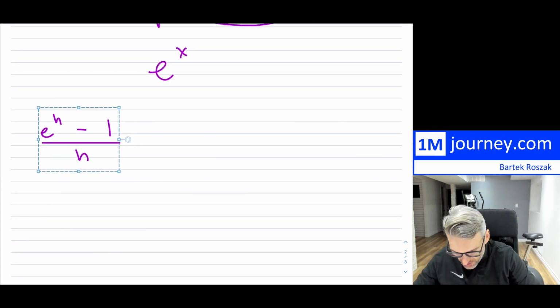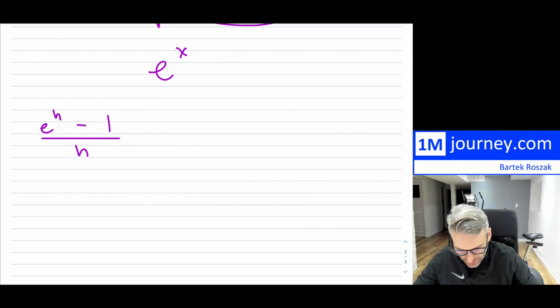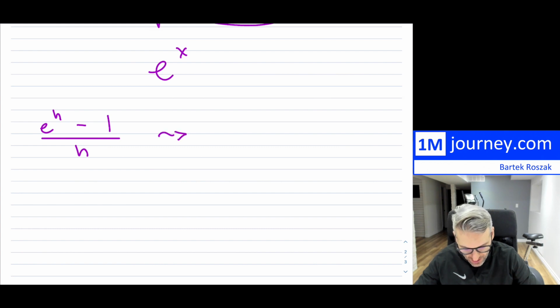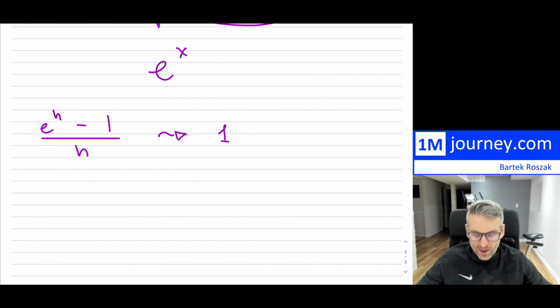So here, this is what we want to do: as h tends towards 0, we want to show that this indeed is basically 1. So the limit is 1. So how do you do that?